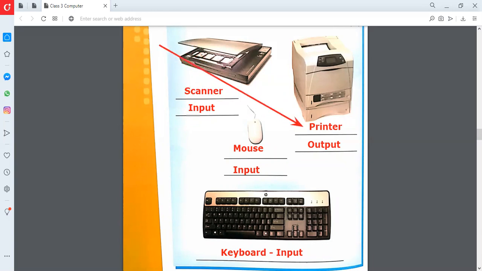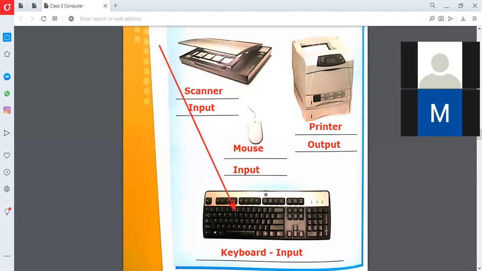Then the printer. Printer gives us a result in the form of paper. It prints the things on the paper and gives them to us. So it's an output device. It will not take anything from us. It takes the data from the computer. Mouse takes data from us in the form of clicks. When we press the click, mouse sends the click to the computer. So it's an input device.